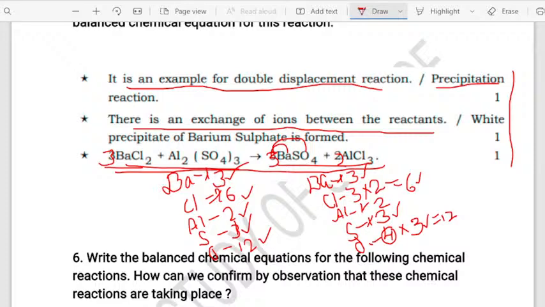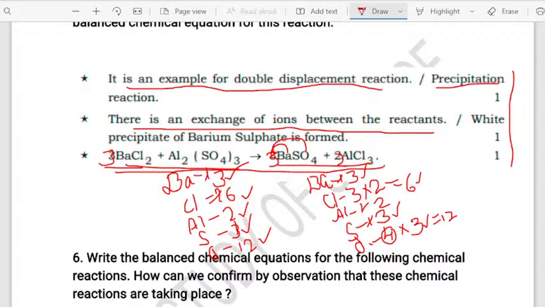Why do we call it a precipitation reaction? Because a precipitate is formed. Okay, as the precipitate is formed, it is called a precipitation reaction. Barium chloride combining with aluminium sulfate, barium sulfate, a white colour precipitate which is an insoluble salt, is formed. Okay, that is why it is called precipitation, as a precipitate of an insoluble salt is formed.